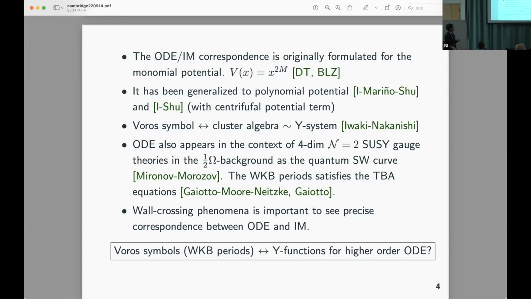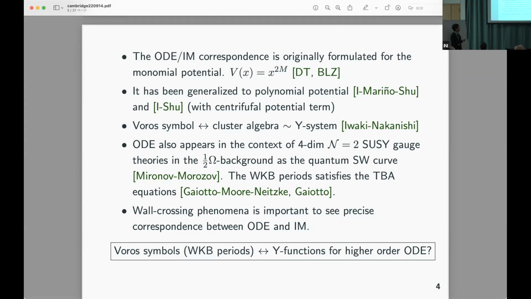For the Schrödinger case, the relation between the Borel sum and some variables appearing in cluster algebra was known to some mathematicians, Iwaki and Nakanishi. The cluster algebra is an algebraic system closely related to the Y system. I will not talk about it in detail. So this suggests a relation between the Borel sum and the Y system. Also, this kind of ODE appears in the context of four-dimensional N=2 supersymmetric gauge theories in the half Omega background. Sometimes it is called the Nekrasov-Shatashvili limit of the Omega background. So simply I call it the half Omega background.